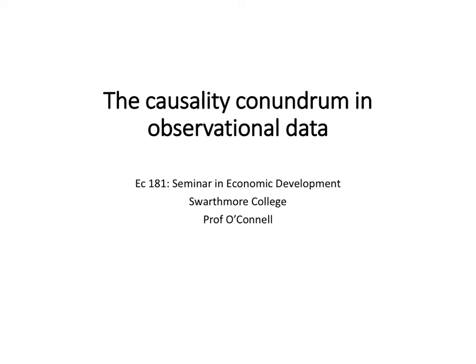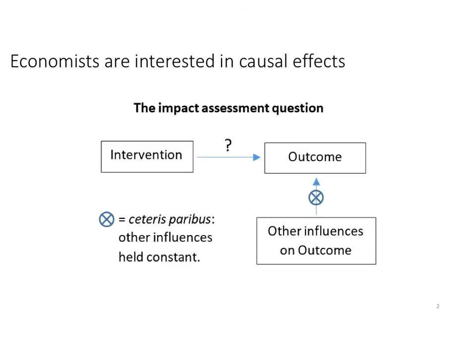This is a 7-minute video on what I'll call the causality conundrum in observational data. Observational data are data that are not generated by a controlled experiment. Now, economists are interested in causal effects. The book calls this the impact assessment question.